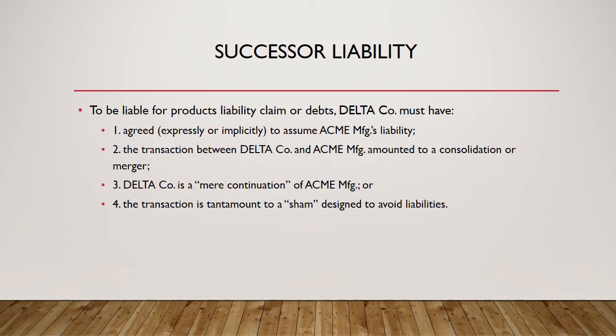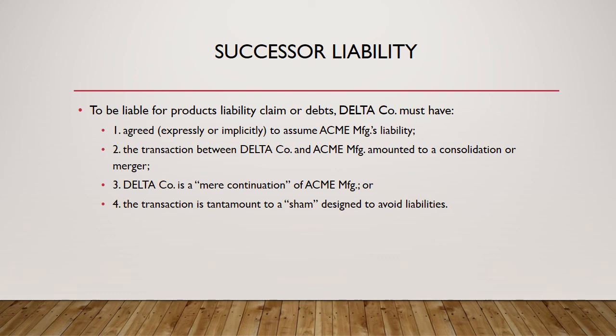Under successor liability, the general rule is that for Delta Co. to be liable for Acme Manufacturing's products liability claim or any debts that Acme Manufacturing may have owed, one of these four has to be met. Either Delta Company has to have expressly or implicitly agreed to assume Acme Manufacturing's liabilities or debts, or the transaction of buying it must have amounted to basically a consolidation or merger of the companies to where essentially Acme Manufacturing still exists, it's just now the name Delta Company. And if there's a consolidation or a merger between the two companies, then in that scenario, Delta Co. would be absorbing the potential products liability claim and the debts of Acme Manufacturing.